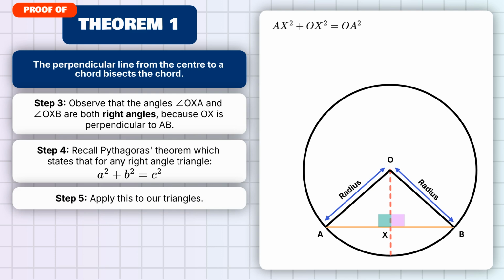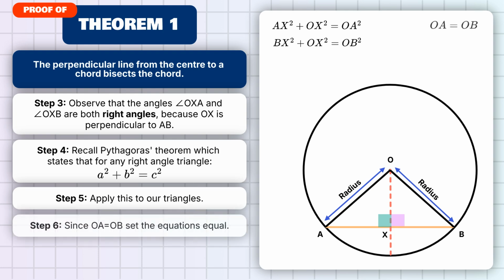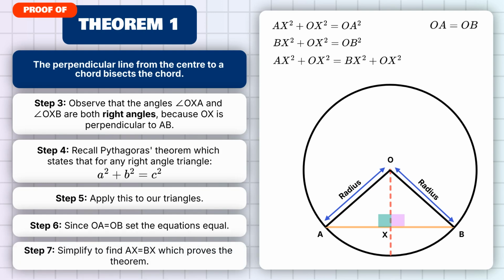For triangle OAX, we have AX squared plus OX squared equals OA squared. For triangle OBX, we have BX squared plus OX squared equals OB squared. Since we established that OA equals OB, we can rewrite these equations as follows. Since OX squared occurs on both sides of the equation, we can simplify it as AX squared equals BX squared. Taking the root of both sides of the equation, we have AX equals BX. This is exactly what we wanted to prove.